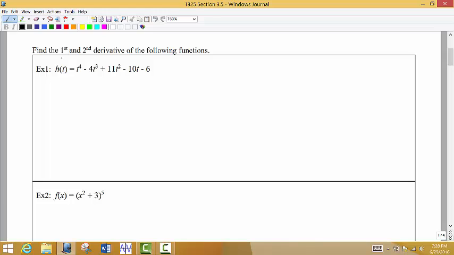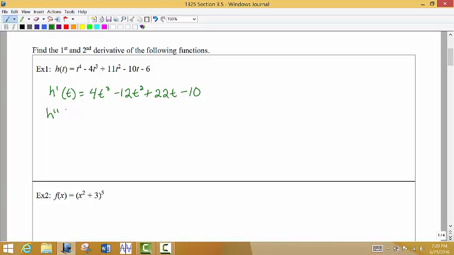We're asked to find the first and second derivative of these functions. Something very important, what I'll be looking for on the exam is that you label, so I can tell the difference between the original function and the first and second derivatives. So I'm putting h prime of t, so I'm going to put 1 mark for the first derivative. Then I'm going to use the power rule to take the derivative. So that would be 4t cubed minus 12t squared plus 22t minus 10. So pretty easy there.